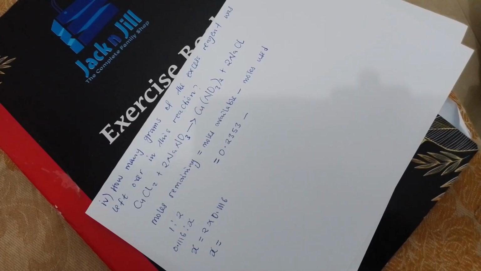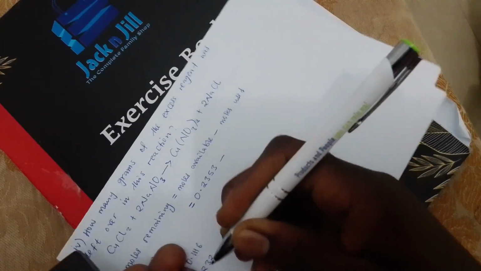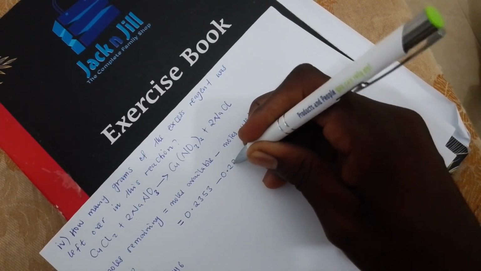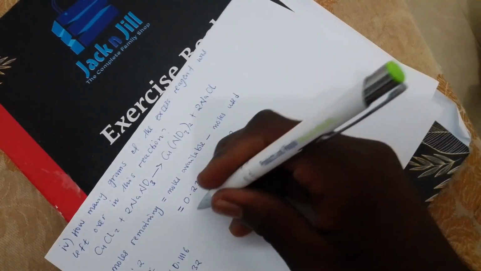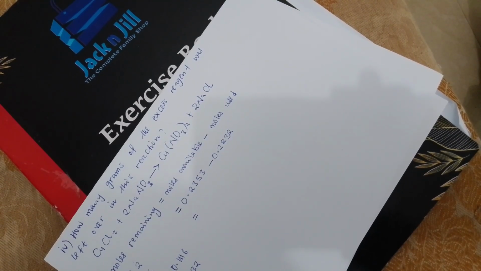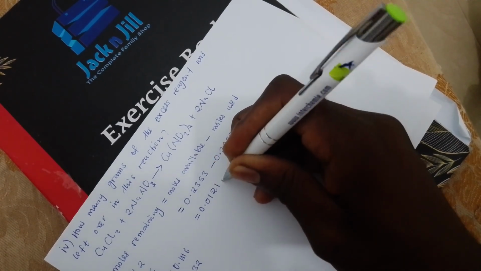So having 2 times 0.1116, we're having something like 0.2232. So come and replace it here. These are the number of moles which was used. So you compare with a limiting like that. So what are we having? 0.2353 minus 0.232, giving us something like 0.0121 moles. We're talking about moles.